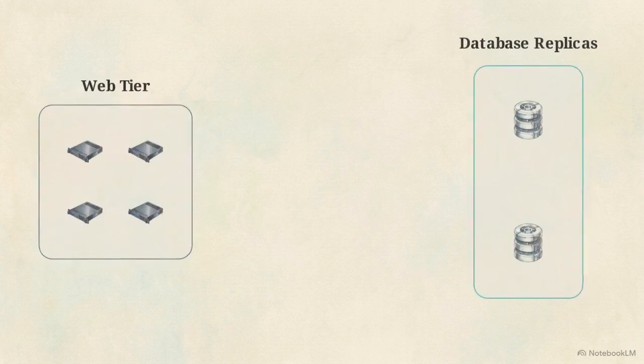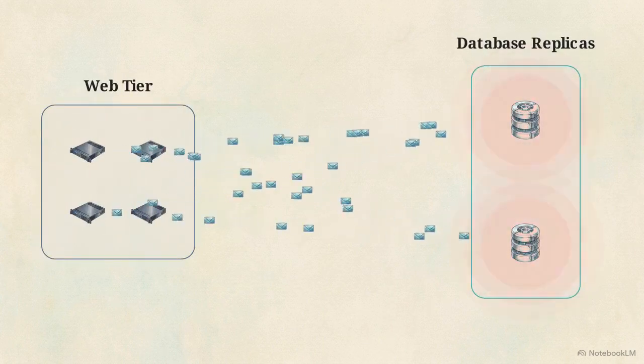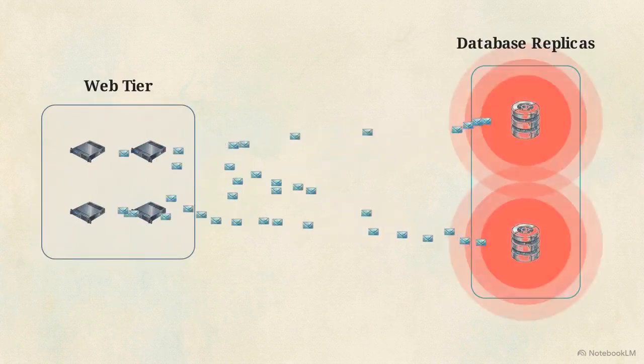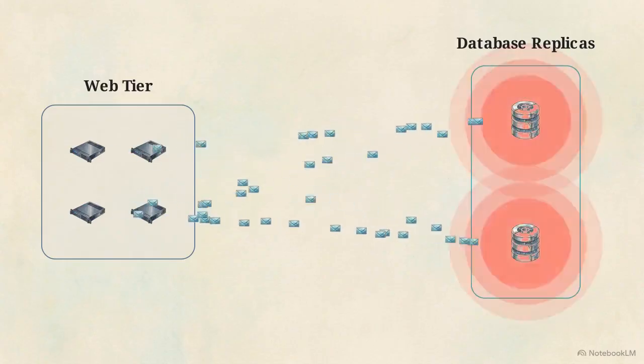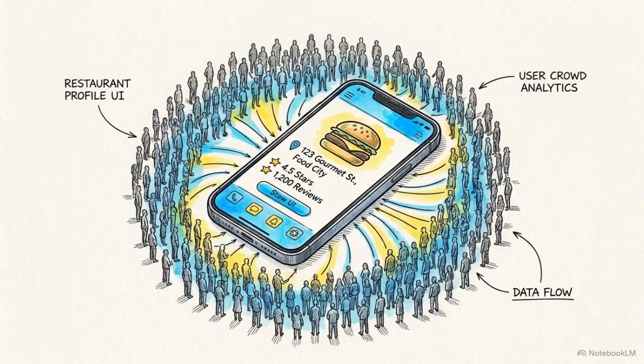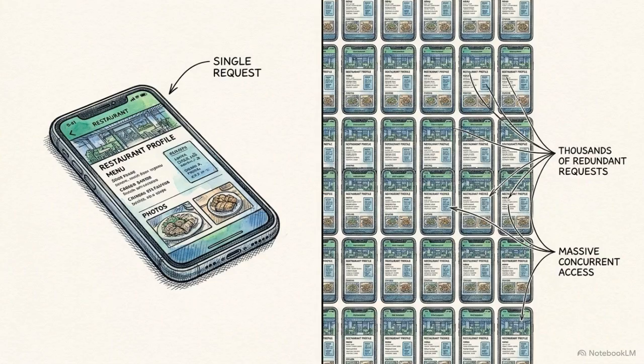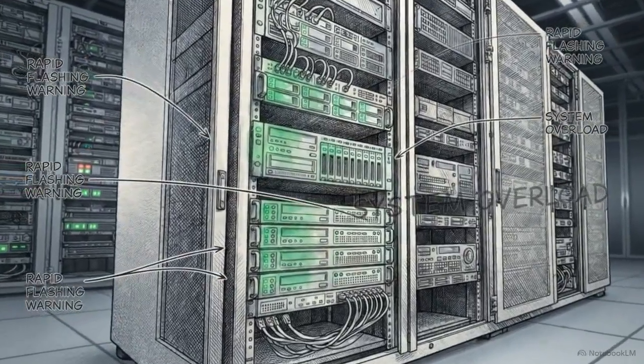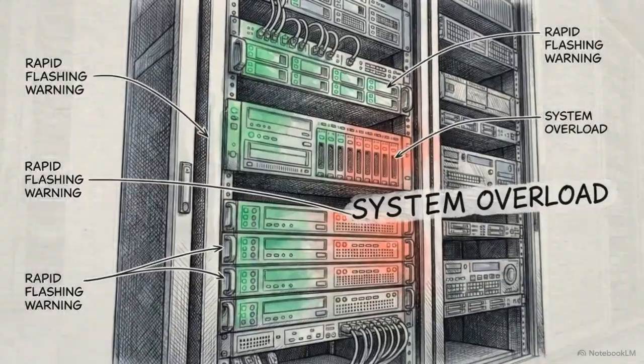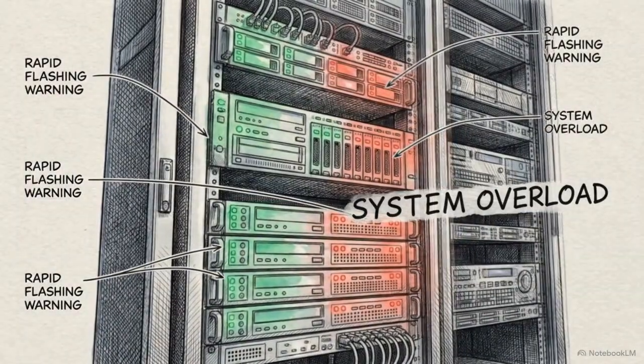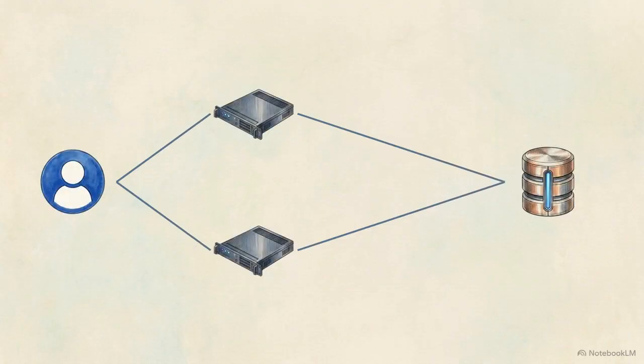Look closely at the communication between the web servers and the database replicas. They are frequently processing hundreds of identical requests simultaneously. Imagine thousands of users loading the exact same restaurant profile. The data hasn't changed, but the system treats every request as a brand new problem. Reading that exact same data from a physical disk over and over creates unnecessary latency and puts immense strain on the hardware. We solve this by deploying an in-memory cache layer.